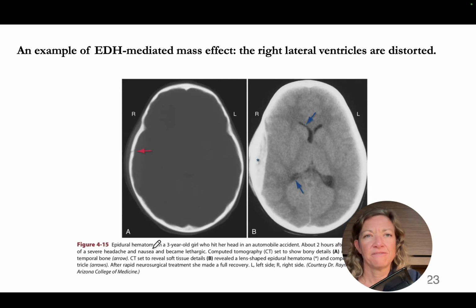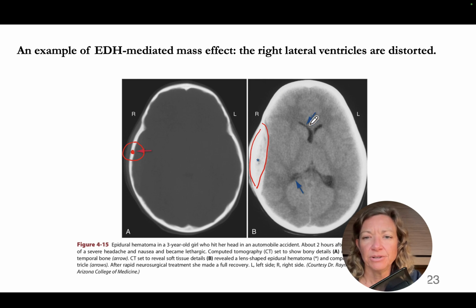So here we have an example of mass effect mediated by an epidural hematoma. You can see two images. On the left is a CT that's set for bony imaging, or looking at bones selectively, and you can see a fracture in the temporal bone. So this is a small child, case results here, who hit her head in a car crash. And she's got a fracture in her right temporal bone, and when the CT is set to soft tissue, you can see a corresponding epidural hematoma with that lens shape that's hyperdense on CT and ipsilateral and deep to the site of temporal bone fracture. So absolutely classic epidural hematoma resulting from bleeding in the middle meningeal artery within the epidural space. You can also see mass effect. So mass effect, again, is the geometric distortion of the brain.